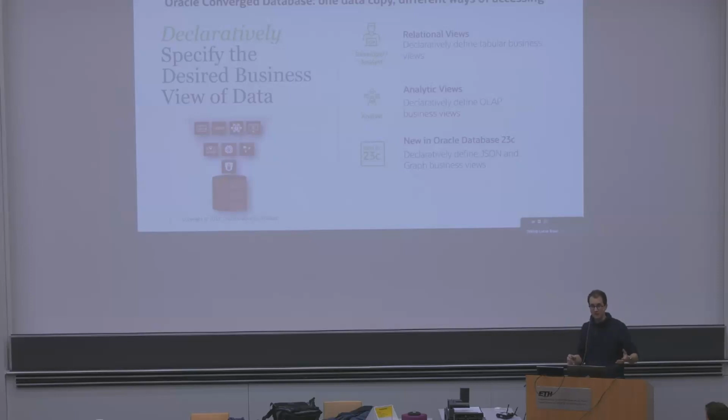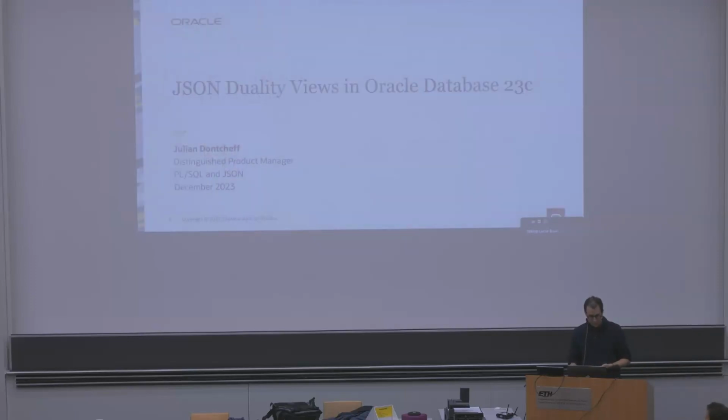But since 23C, which is Oracle's newest release, we also support JSON duality views so that you can access data in this not only relational, but document API model that Julian will talk more about. And you can also access data as graph, and that's what Vlad will talk about. So with that, I'll hand it over to Julian for showing you the JSON part of things in Oracle Database 23C. Thank you very much.